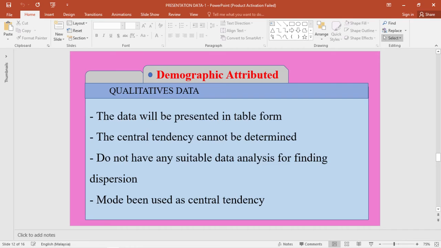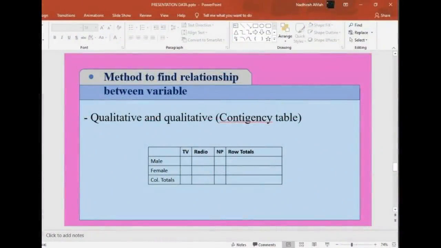The central tendency cannot be determined. Qualitative data do not have any suitable data analysis for finding dispersion. Mode is used as the central tendency. The method used to define the relationship of two qualitative variables is a contingency table. When bivariate data results from two qualitative, attribute or categorical variables, the data is often arranged in a contingency table.